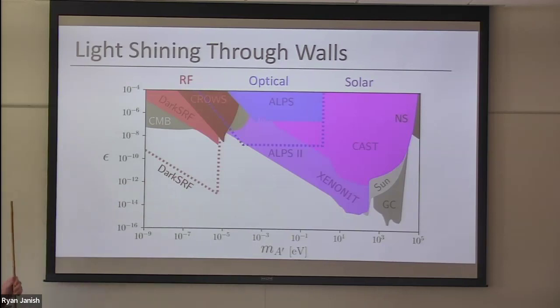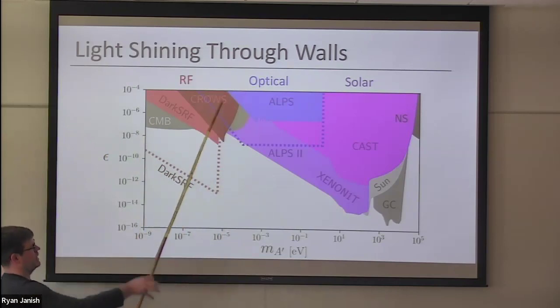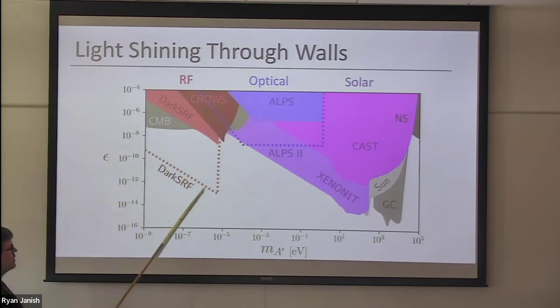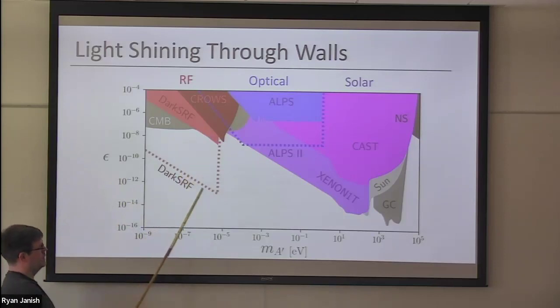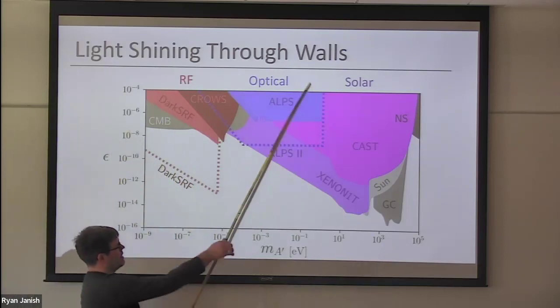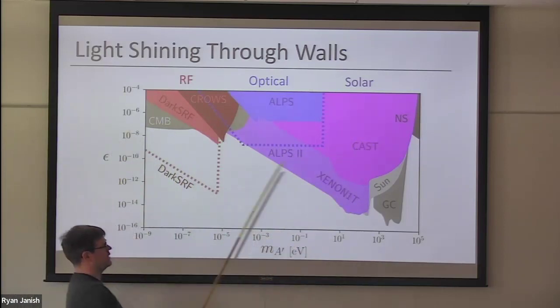Okay, good. So these are existing and future results, and you see this structure that they all segregate by energy scale. At roughly the energy scale of radio sources, these are the radio experiments, and they cut off. Dark SRF is an important one to point out. This is an ongoing light shining through walls experiment using radio cavities at Fermilab; these are the projected reaches, and this is the reach of their current prototype experiment. Then you have a similar thing happening in optical, and a similar thing with the solar bounds.